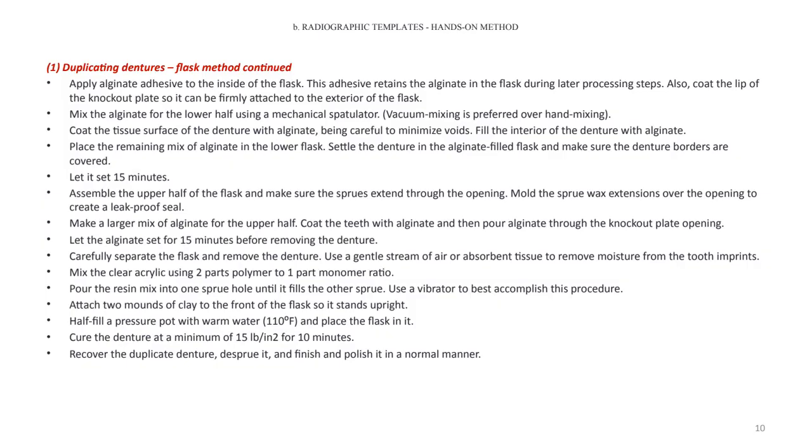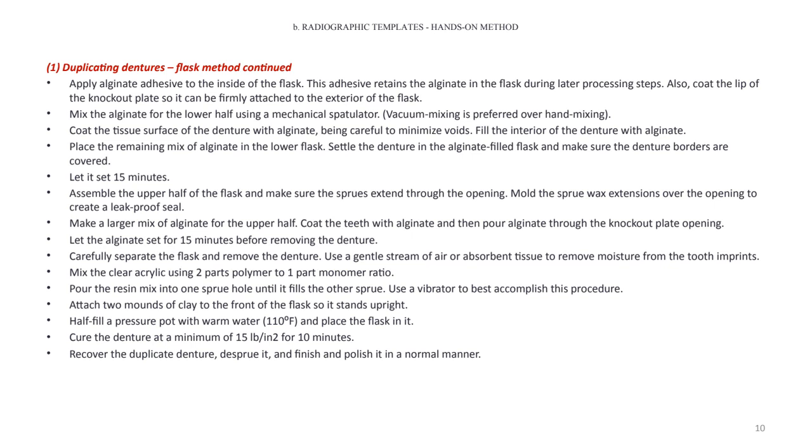Apply alginate adhesive to the inside of the flask. This adhesive will retain the alginate in the flask during the later processing steps. Also, coat the lip of the knockout plate so it can be firmly attached to the exterior of the flask. So the adhesive acts like a glue between the flask and the impression material.